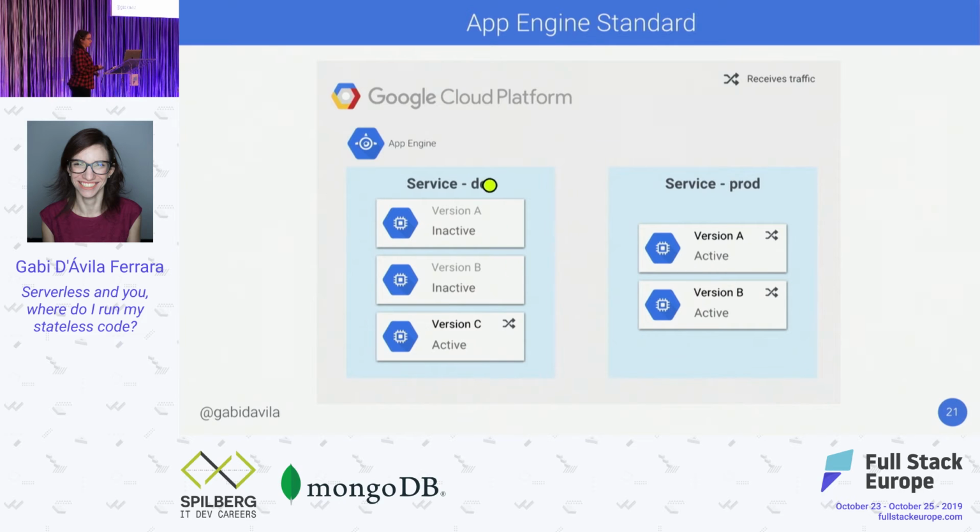As I said before, App Engine can have multiple services, and in this example I have two. Dev has 3 versions, and the active version serving is version C, while prod is serving versions A and B to the final user. You can create different URLs for it if you want. The timeout for App Engine is 1 minute, which is mostly the default timeout for an application, if you think about PHP and other languages.